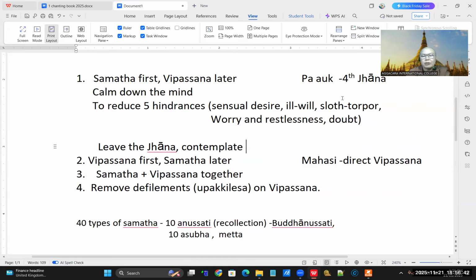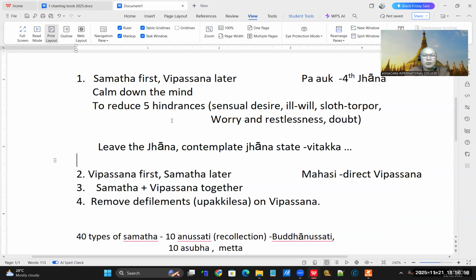Then you contemplate the jhanic factors. The jhanic factors, for example, the jhana state, like the initial application, vitakka, vichara, and so on, right? All these things, try to see them as anicca, dukkha, anatta. So basically, you have to go inside the samadhi and leave it. Go inside the jhana, leave it. So this is samatha first, vipassana later.